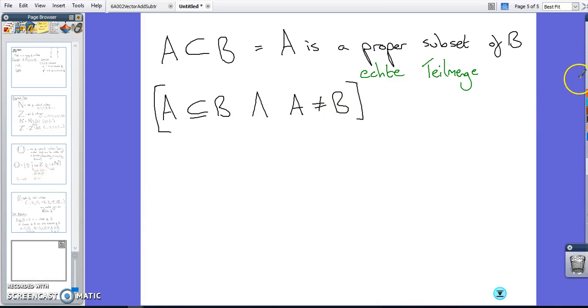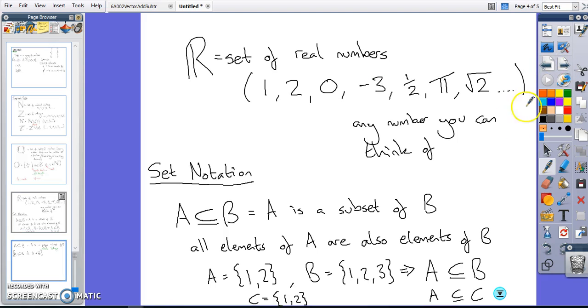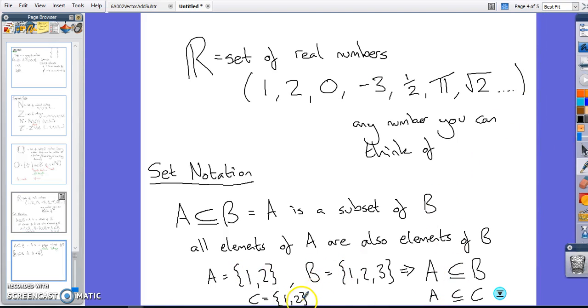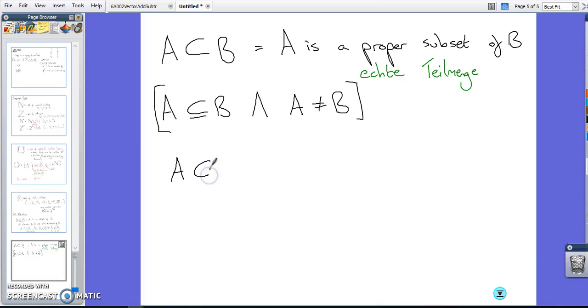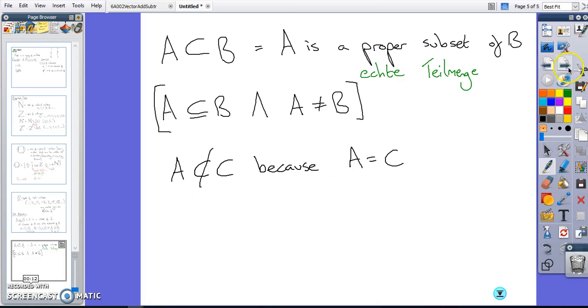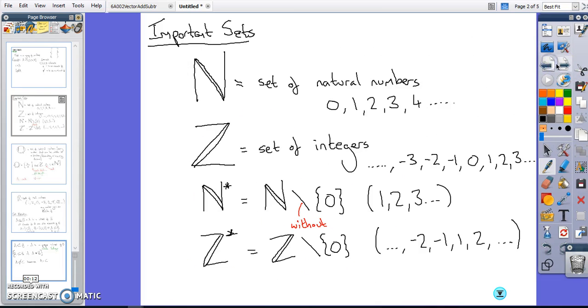So we can say from our example on the previous page, we had A, B, and C. We can say that A is not a proper subset of C, because A is equal to C. So that's subsets. And in the next video, we're going to play around with subsets a little bit with the sets that we were looking at here.